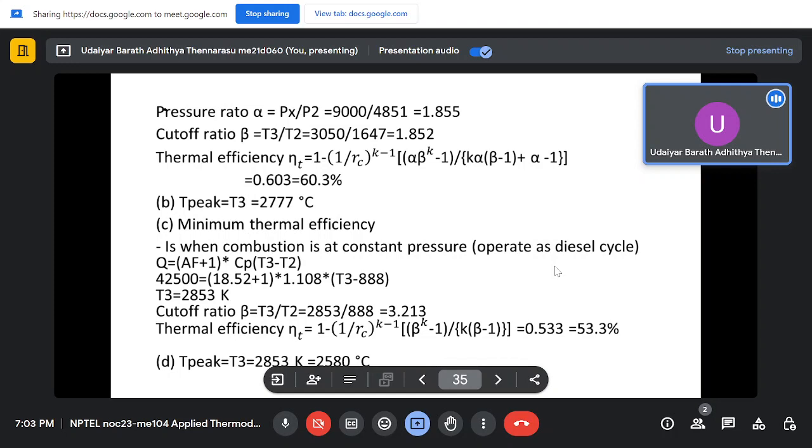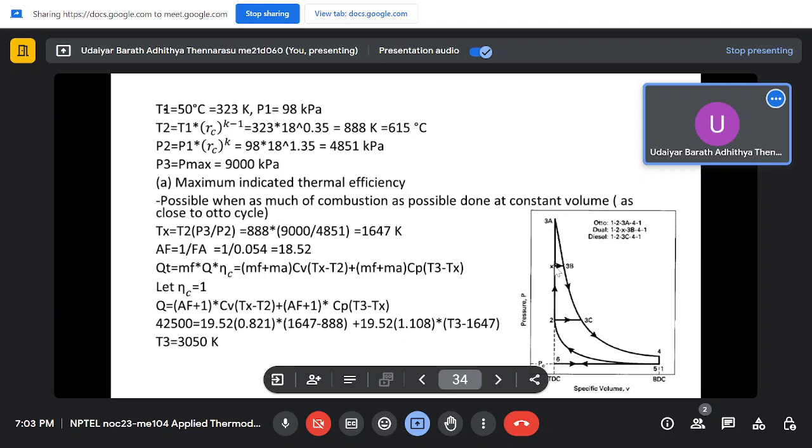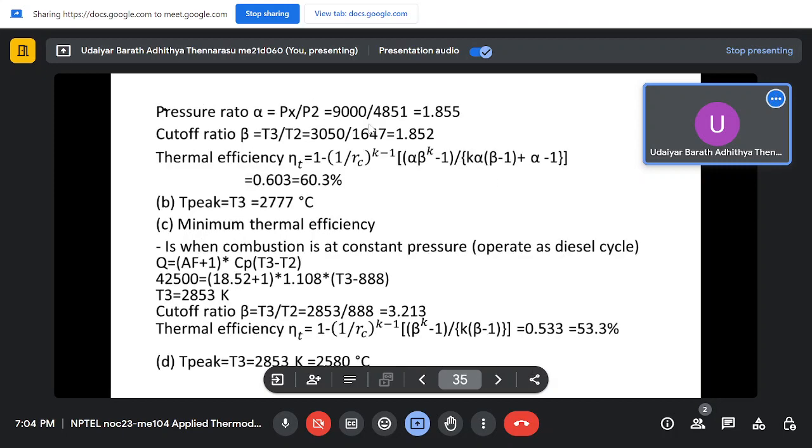Using that we can find the pressure ratio, which is Px by P2, and then the cutoff ratio for the constant pressure process, T3 by Tx. The thermal efficiency of the dual cycle is defined as 1 minus 1 by the compression ratio raised to power k minus 1, times alpha into beta raised to power k minus 1, where alpha is the pressure ratio and beta is the cutoff ratio, divided by k alpha (beta minus 1) plus (alpha minus 1). So that's the dual cycle formula.